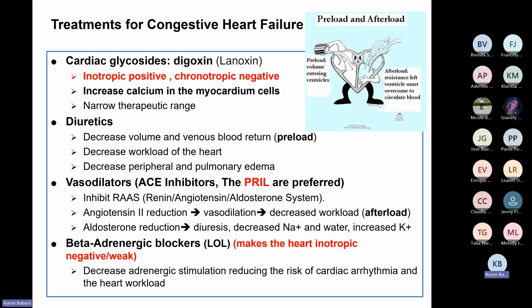I also put here a little picture of how preload and afterload work, in case you see this in your exam. What does preload mean? Basically, the volume that is coming into the ventricle from the atria. How much blood is coming? Pre is what's coming in, after is what comes out. The important thing with afterload, here's where blood pressure comes in. There's a resistance that the left ventricle needs to overcome in order to circulate the blood.